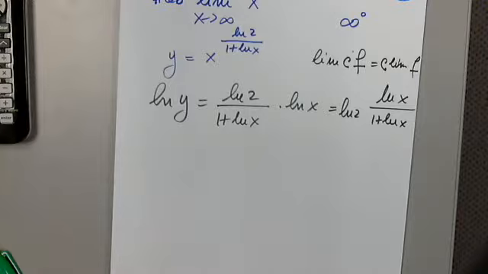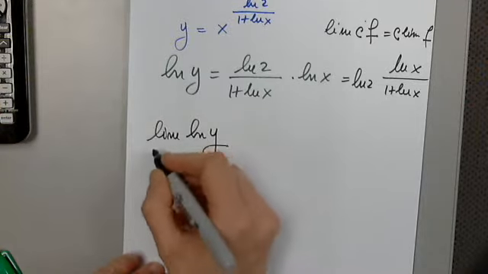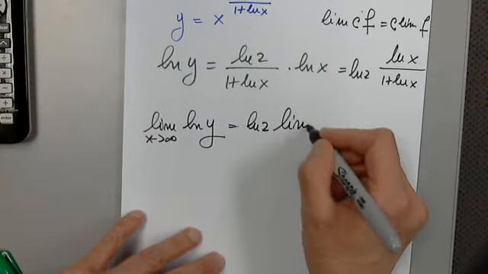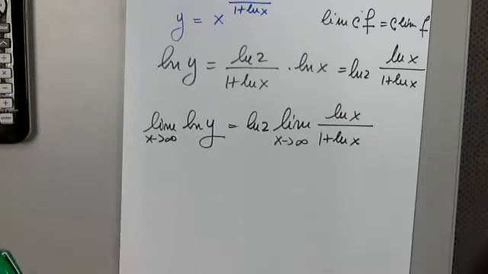Okay, next. So in step 1, I denoted the function by y. In step 2, I applied natural log. In step 3, I'm not differentiating, it's a limit. I'm asked to find a limit. So what is step 3? The limit. Apply the limit. Awesome. Thank you, James. So limit of the natural log y, when x approaches infinity, is natural log 2 times the limit as x approaches infinity of natural log x plus 1 divided by 1 plus natural log x.